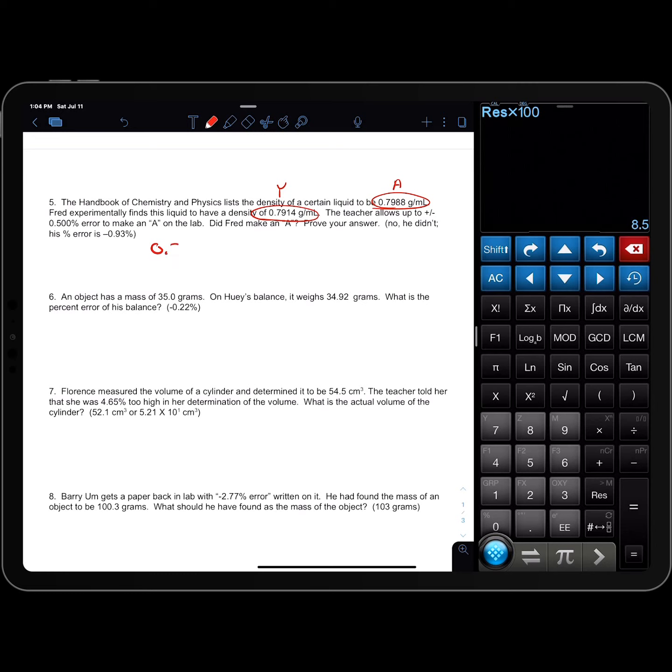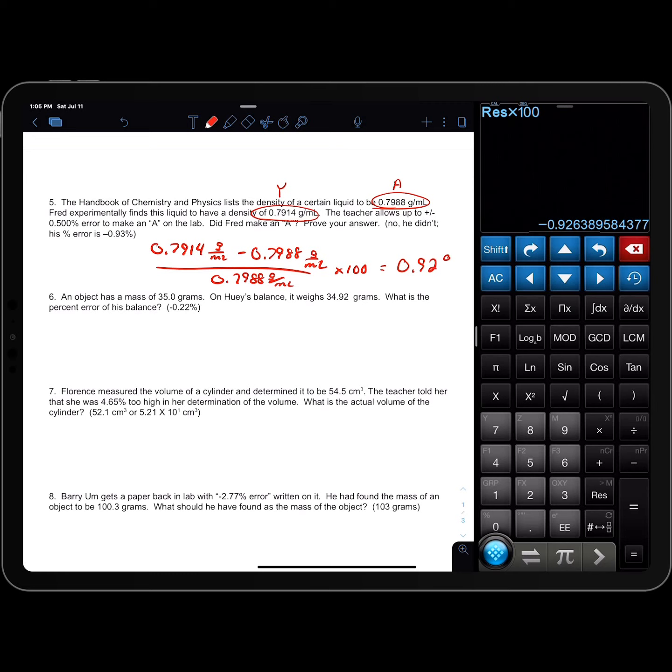So we go yours, 0.7914 grams per milliliter minus the actual, 0.7988 grams per milliliter, divided by the actual, times 100. All right, now if we put this into the calculator, 0.7914 minus 0.7988 equals, divided by 0.7988 equals, I didn't multiply it by 100, times 100, has a value, a percent, that is 9.92 percent off.